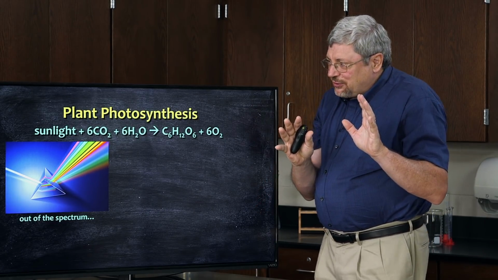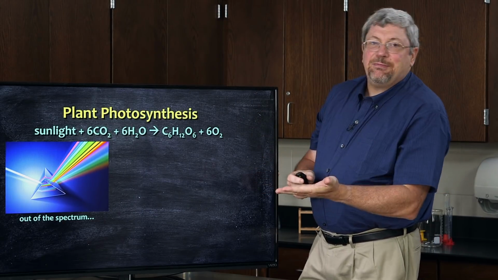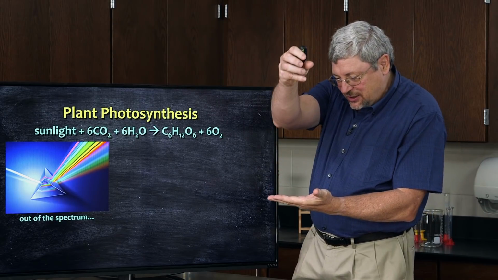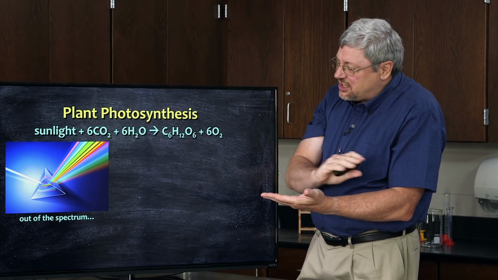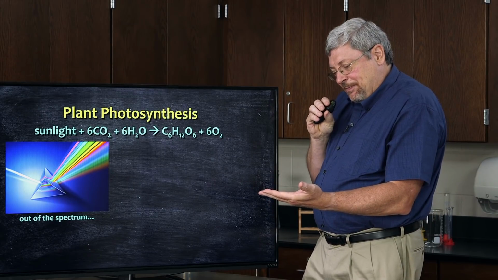Okay, so you got that so far. Now here's where it gets kind of weird. Let's say you have a red piece of paper. What does that mean? The same light is coming in, that's all the colors, but what's reflecting out is red.